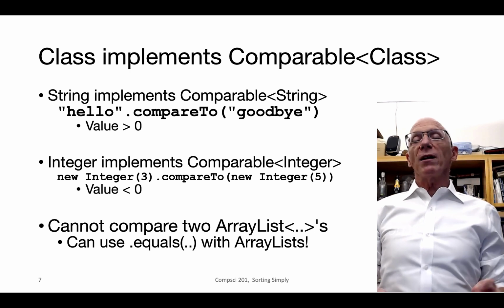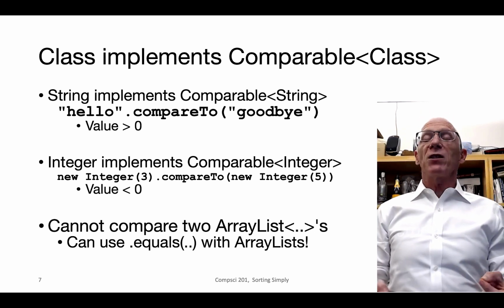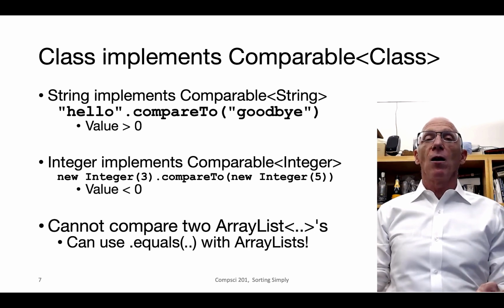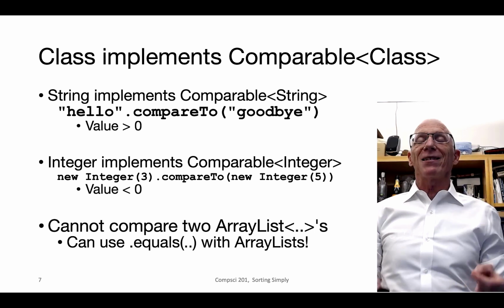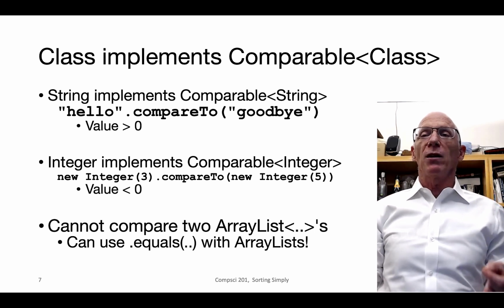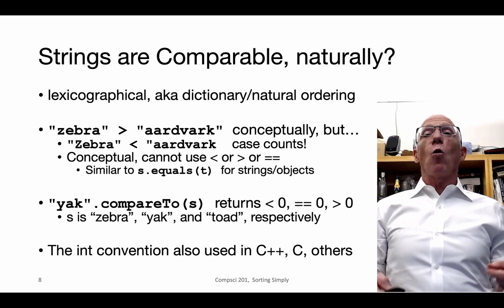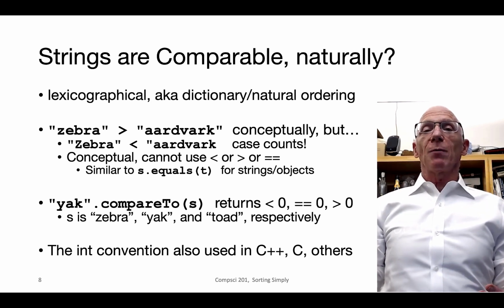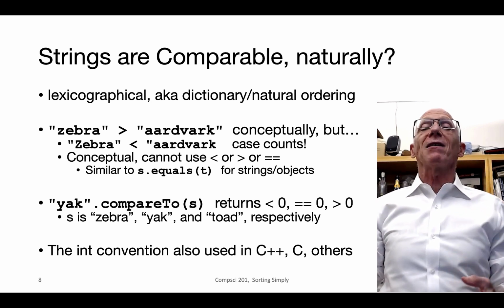Now, although we can compare ArrayLists with .equals, we've seen that before, we cannot compare ArrayLists using .compareTo. The ArrayList class does not implement the Comparable interface. With strings, the ordering that's used is sometimes called a natural order or a dictionary order, or even a lexicographical order.